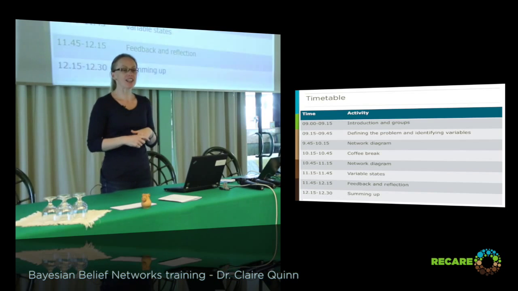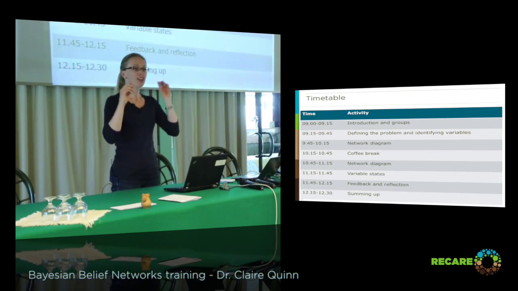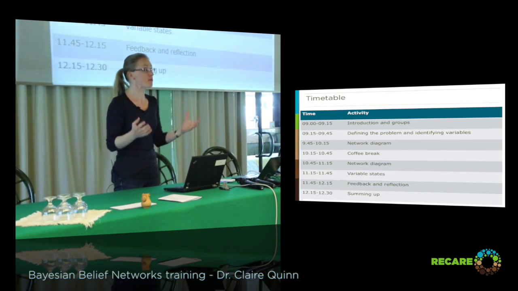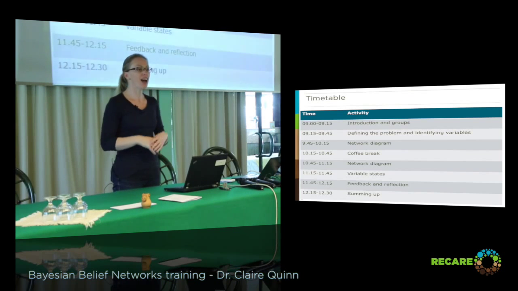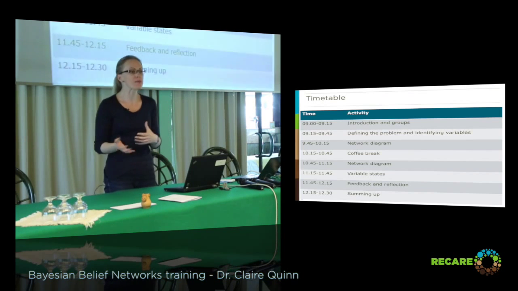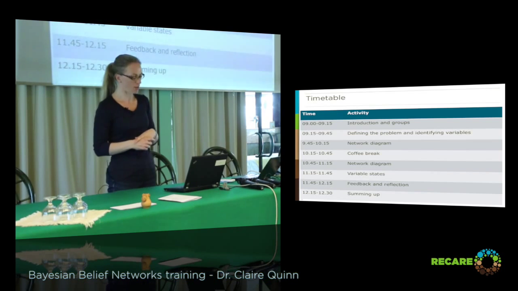And then at the end, we'll have a short feedback session so that each of the groups can present to the rest of the groups about what they've managed to achieve so far, what their network looks like, and we'll have some reflection on the process in terms of how easy it was, the significant problems that turned up along the way, and how we might engage stakeholders in that process.